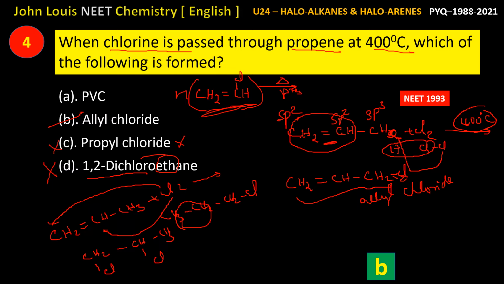Only allyl chloride. So remember, when chlorine is passed through an unsaturated compound at higher temperature, it will not undergo addition reaction. It will undergo substitution reaction at the sp3 hybridized carbon. That point you need to remember. Therefore the answer is B here, that is allyl chloride. Hope you understood. It's very clear.